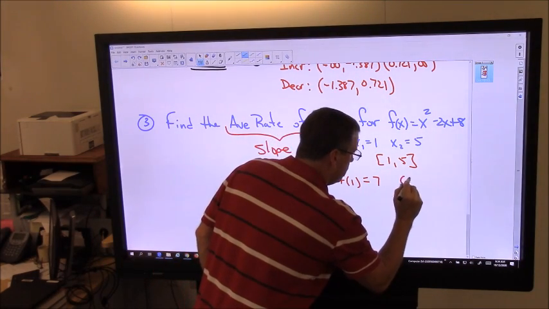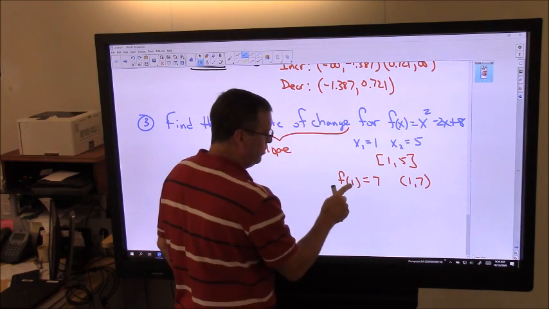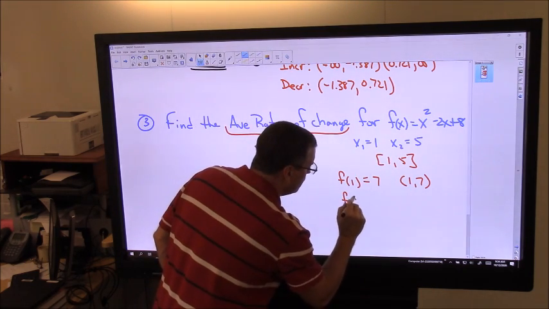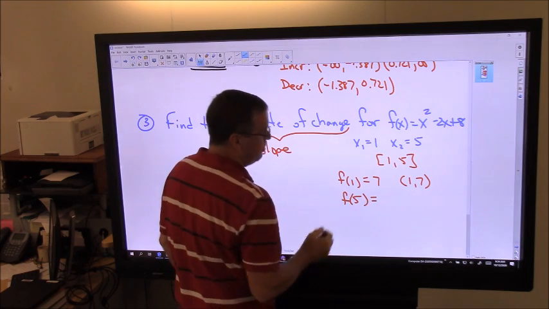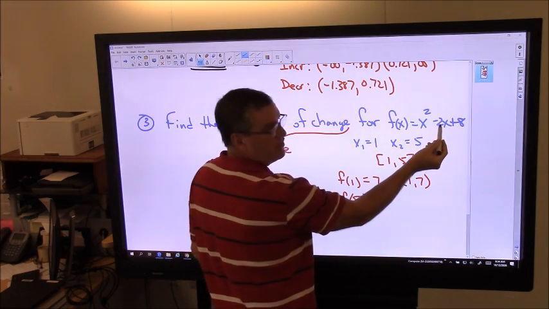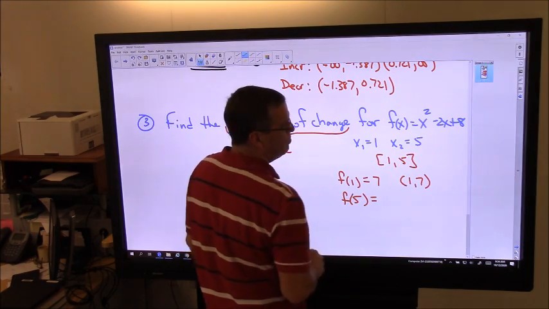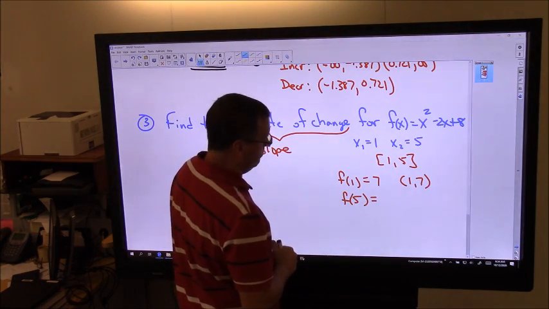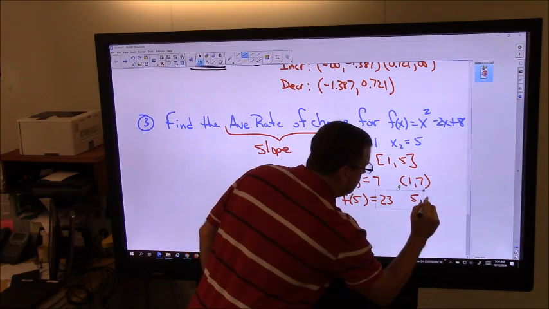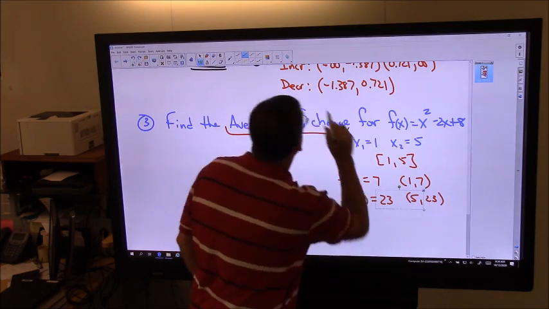So this is the point 1 comma 7. I plugged in a 1, I got a y value back. F of 5, if I plug that in, I get 25 minus 10. Easy enough, I can do that in my head, that's 15. Plus 8, that's going to be 23. So I got the point 5 comma 23.